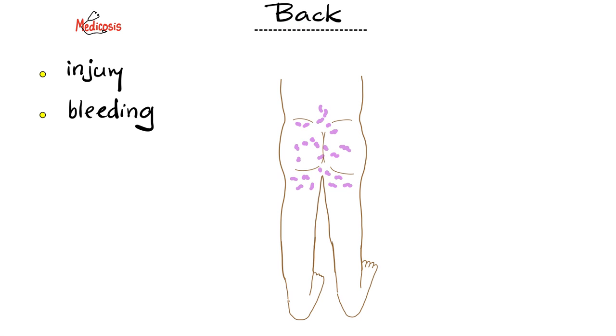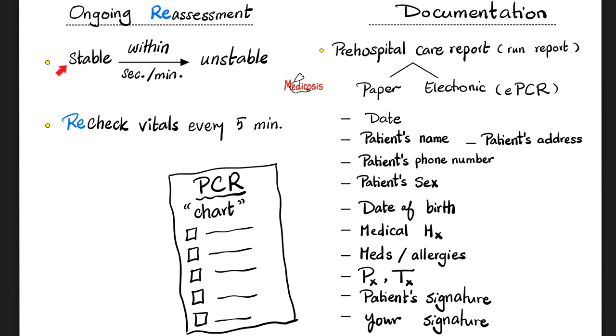Don't forget to examine the back of the patient before you put the patient on a stretcher. There could be injury, there could be bleeding, there could be ecchymosis, there could be an abscess, there could be many other abnormal findings. Just because your patient is stable now doesn't necessarily mean that the patient is going to be stable 5 minutes from now. This can change very quickly, and that's why it's paramount to recheck the vital signs every 5 minutes, especially if the patient is unstable. Re-perform the physical examination if the situation changes.